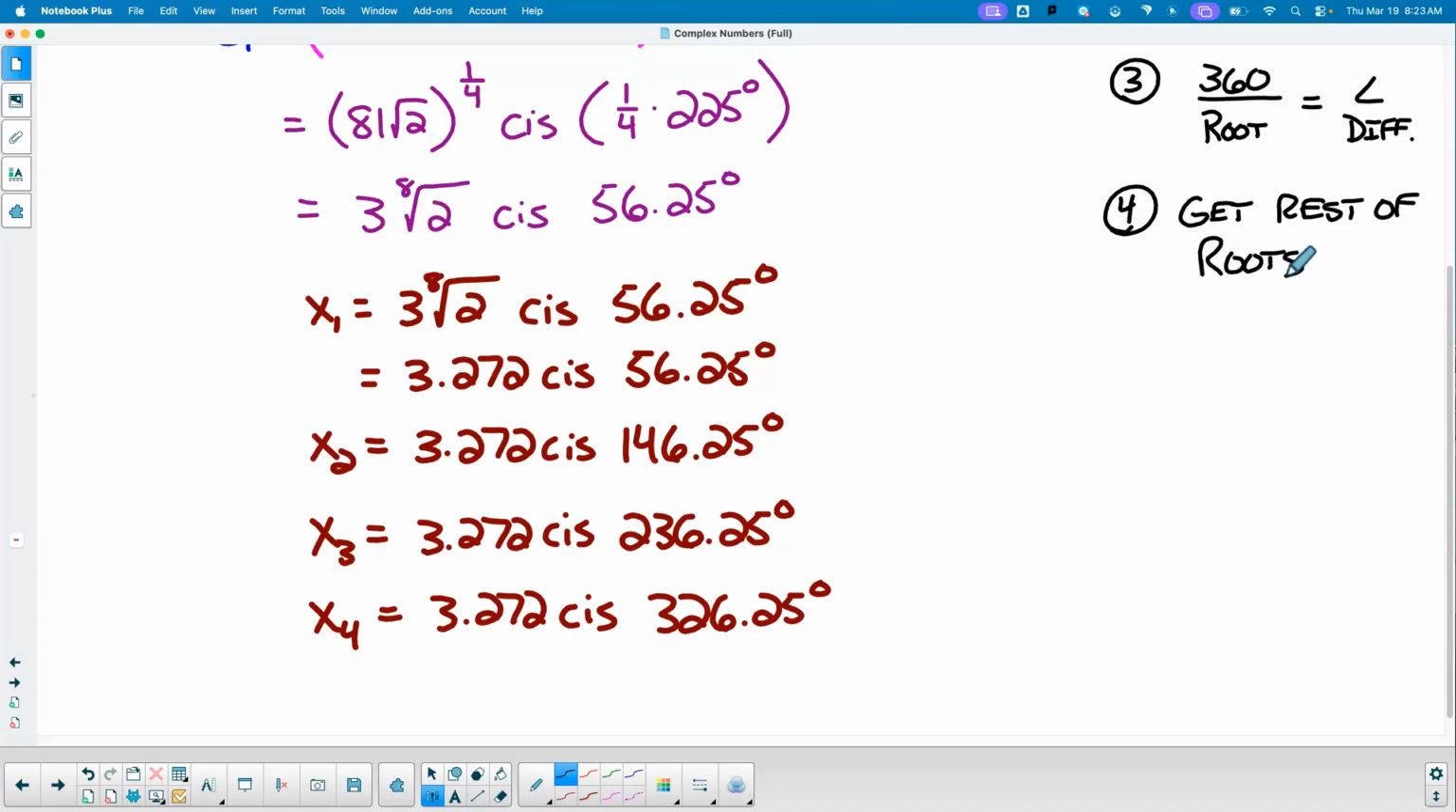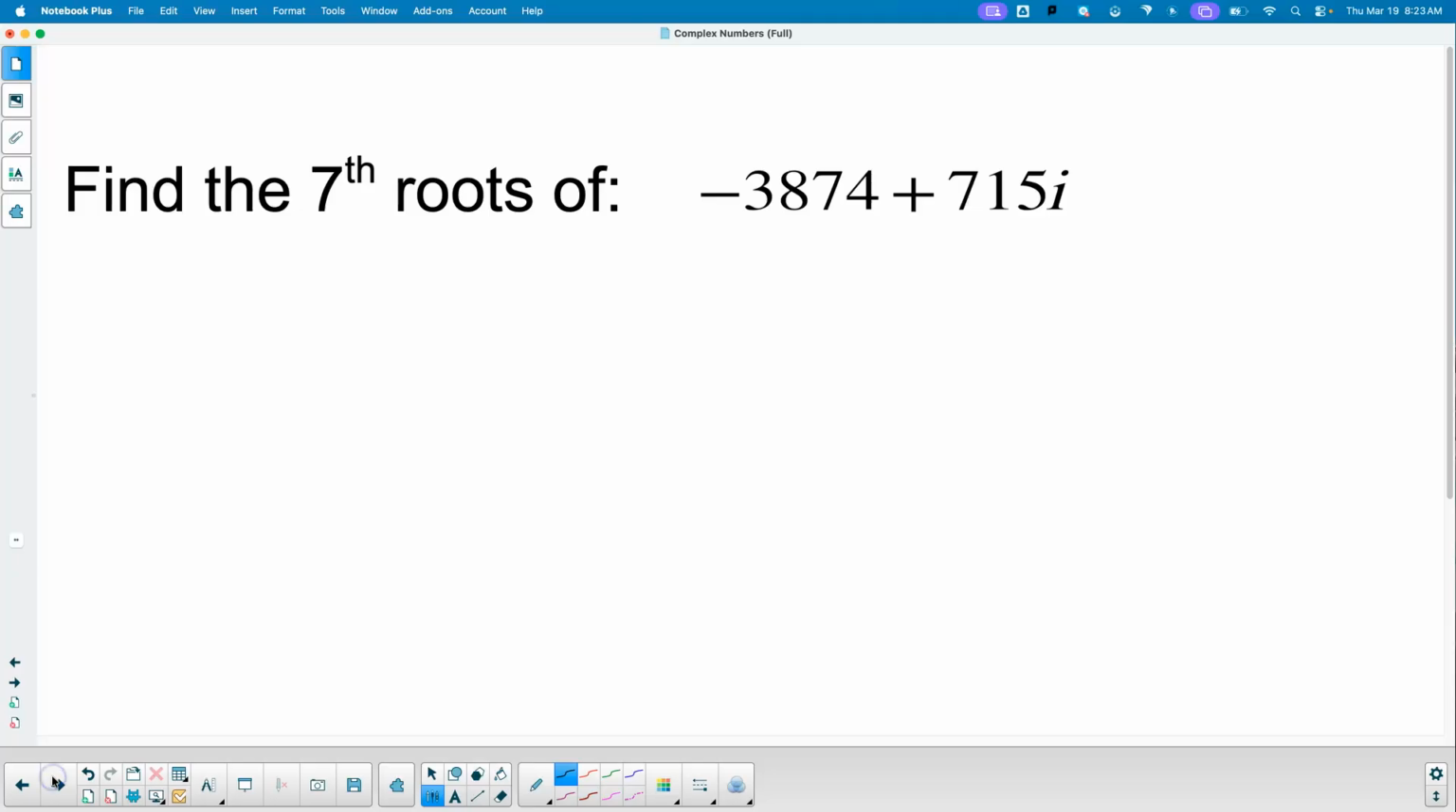You can fill out the rest. Questions, comments, concerns, clarifications on finding roots? With that being said, find me the 7 roots of that wonderful complex number.